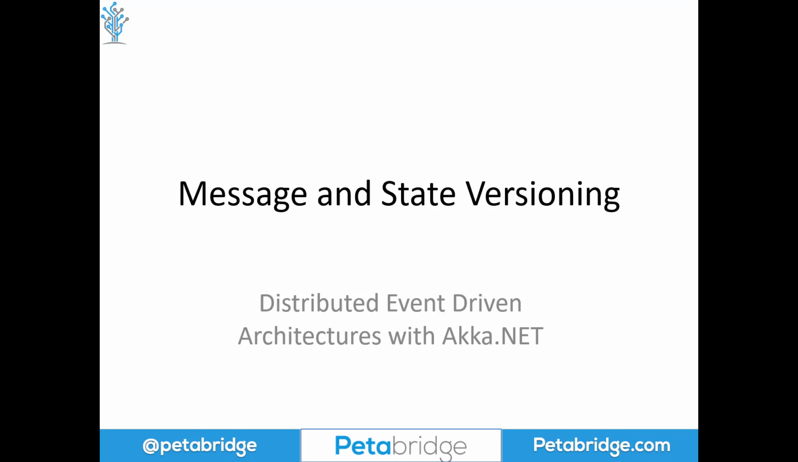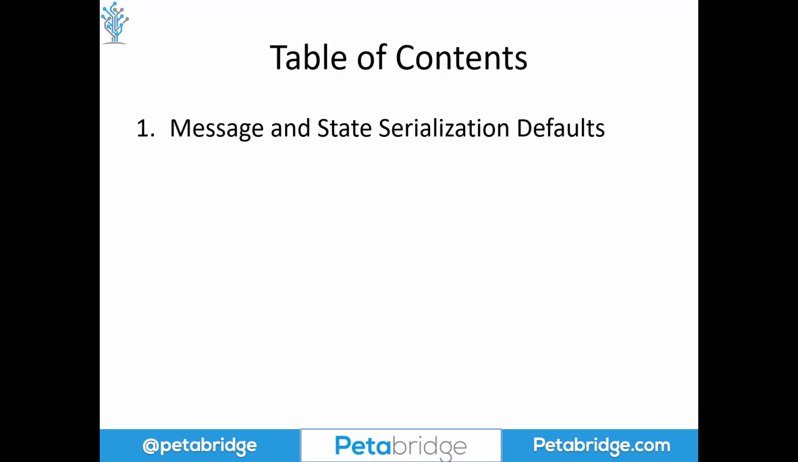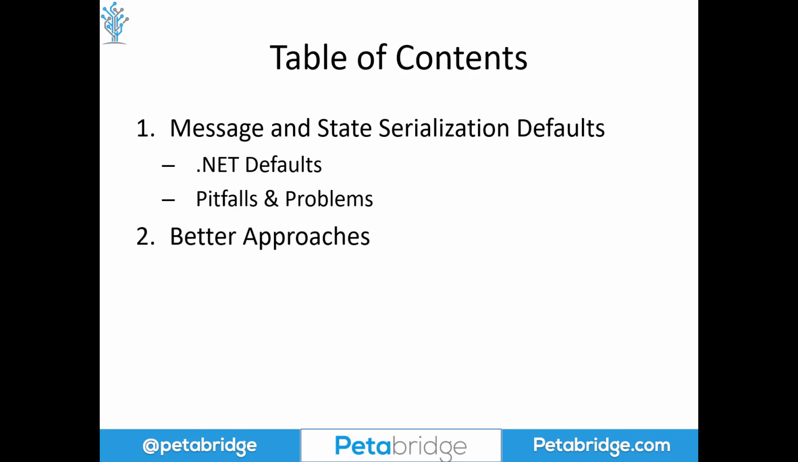So let's dive right into our material. The first thing we want to talk about is the message and state serialization defaults that you find in most .NET applications. These tend to be things like Newtonsoft.Json or System.Text.Json and that type of stuff. And we're going to talk about some of the pitfalls and problems that those technologies have. Next, we're going to talk about some better approaches for how to handle message and state serialization that avoid the pitfalls and problems we introduced in the previous section.